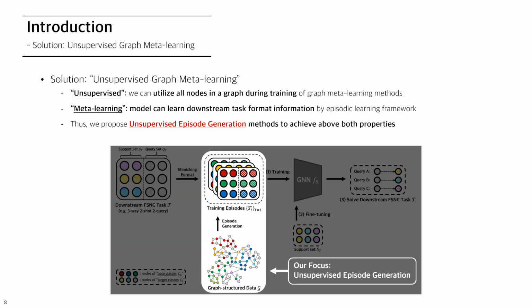In a nutshell, we have reached the solution: unsupervised graph meta-learning. By enabling unsupervised graph meta-learning, all the aforementioned issues can be resolved. We can use all nodes in the graph, while we can also make the model learn about downstream task format information. To do so, we propose the unsupervised episode generation method here.